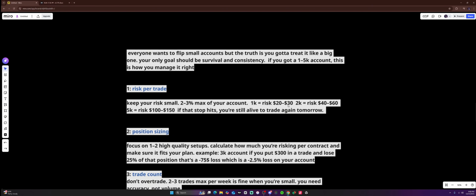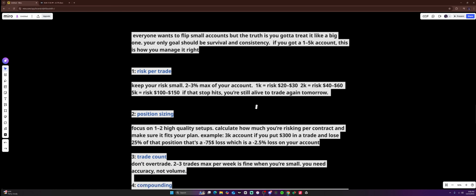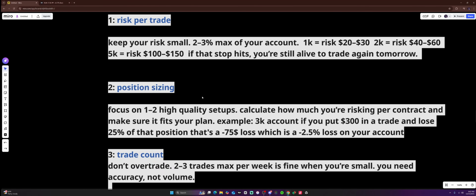What happens if that stock gaps down? What happens if you walk away and your phone dies? You're literally going to lose your whole entire account. So it's very, very simple. Keep small risk in order to stay alive. You win big, you lose small. Super simple. The next thing is going to be position sizing.